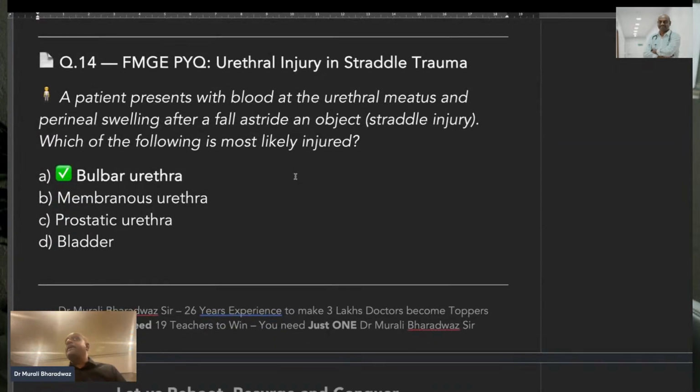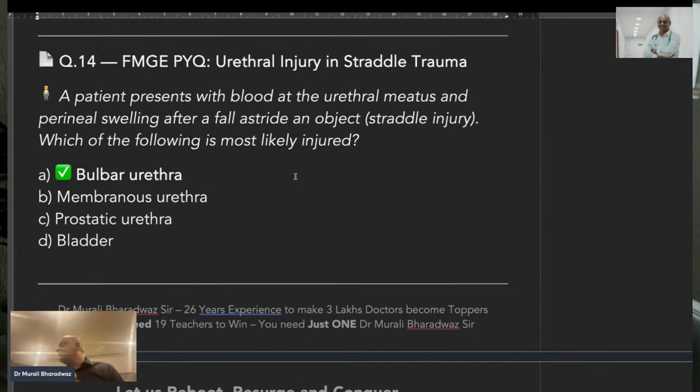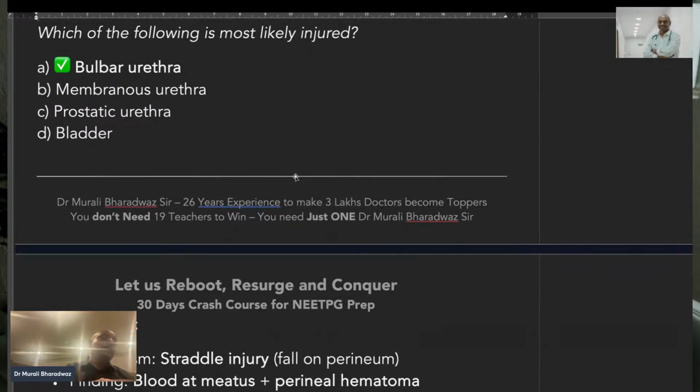The patient has blood at the urethral meatus. Yesterday we discussed this. Bulbar urethra. Review cheyagaligaara? Bulbar urethra, membranous urethra. Where on examination a floating prostate will be found? Membranous urethra. Similarly, intraperitoneal and extraperitoneal rupture of the bladder. List of differences, write them as homework.